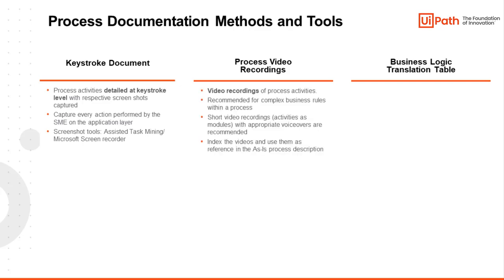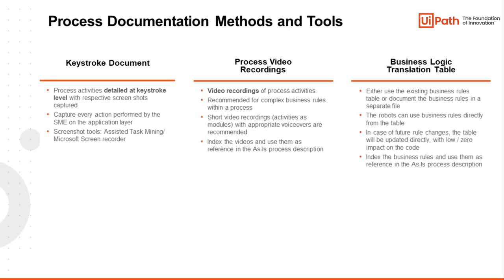However, the best way of capturing complex business rules is by creating video recordings of all the process activities individually and adding the appropriate explanatory voiceovers. The videos can then be indexed and used as references in the as-is process description to smooth out the entire process. In what concerns the business logic translation table, this is an optional piece of documentation which does not apply to all processes. It typically contains mappings between certain situations and the actions that need to be taken.